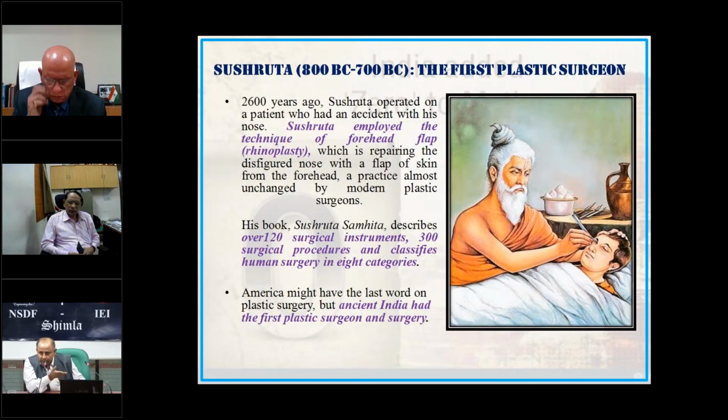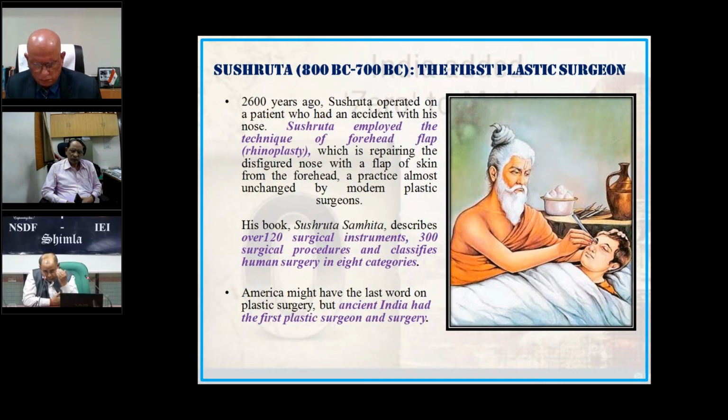So I have gone through some of the excerpts from Sushruta Samhita. It mentions 120 surgical instruments, 300 surgical procedures, and classifies human surgery in 8 categories. It is such an illustrative book that you get engrossed in reading the translation of it in Hindi or English, because even I don't know much Sanskrit, so I have to depend upon the Hindi or English translation.